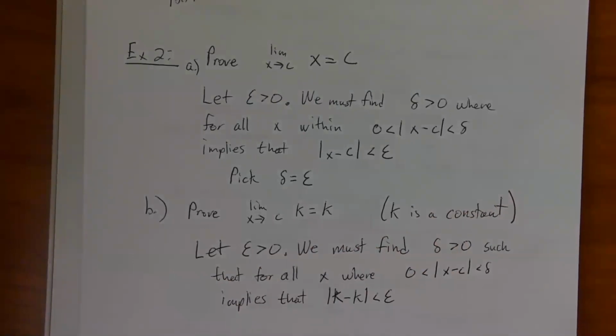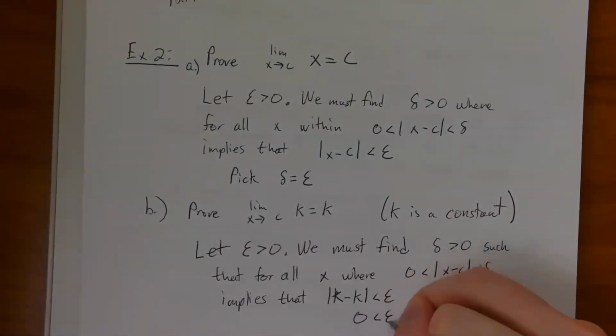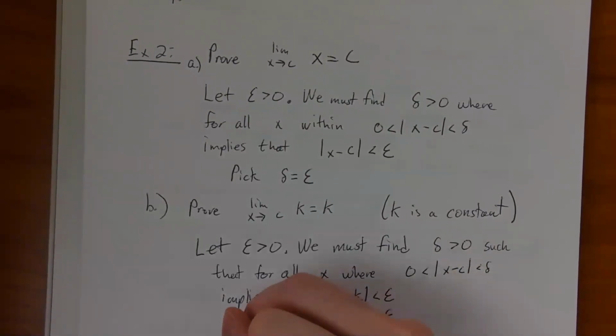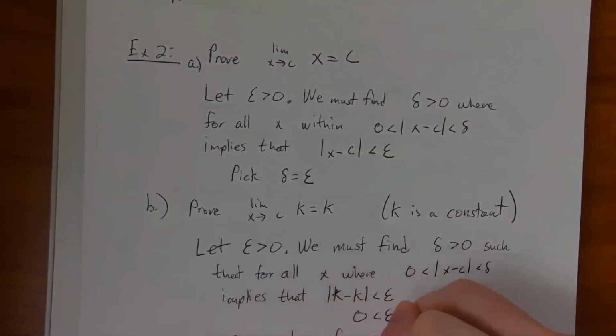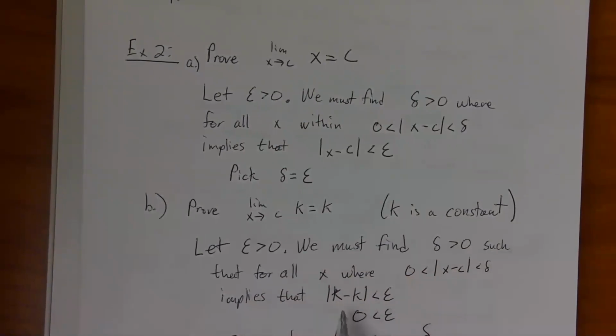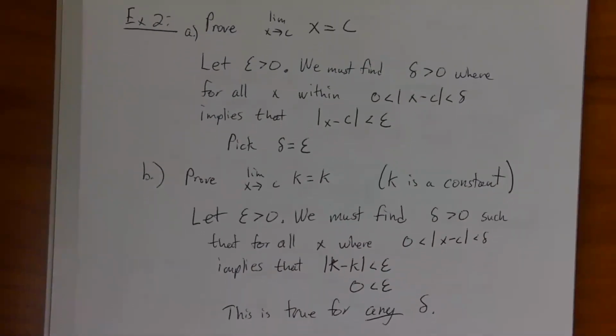Well, this right here is 0. That's always less than epsilon by the statement we were given at the beginning. So this is true for any delta that we choose. So we can pick any delta and this will be satisfied. So that actually completes our proof.